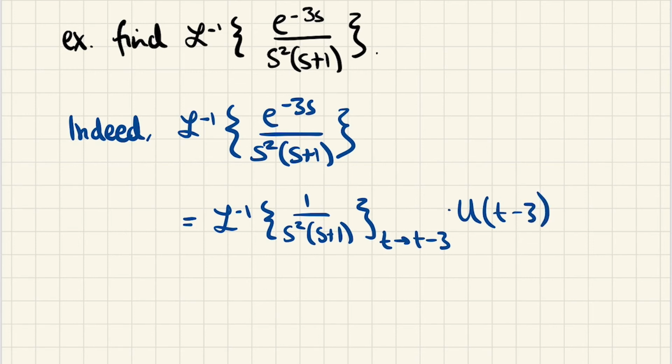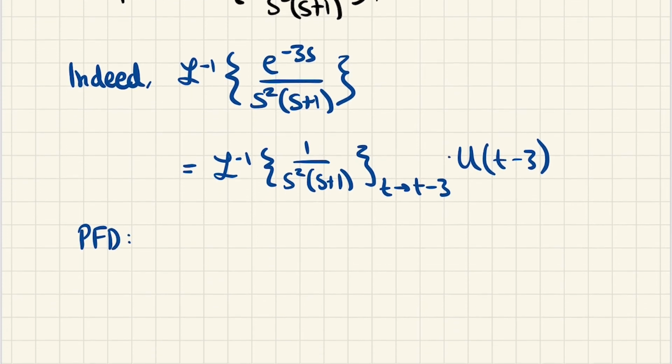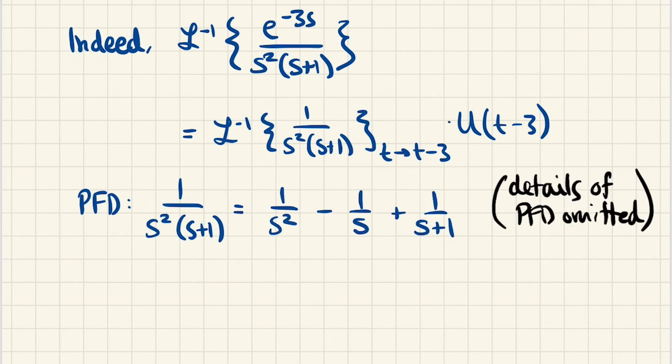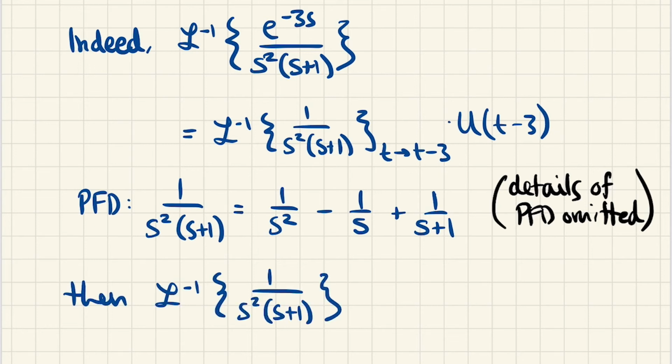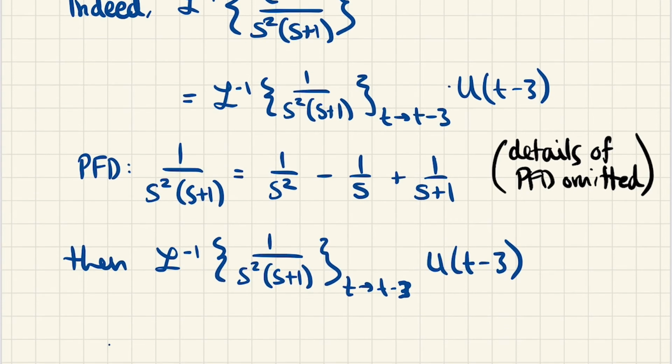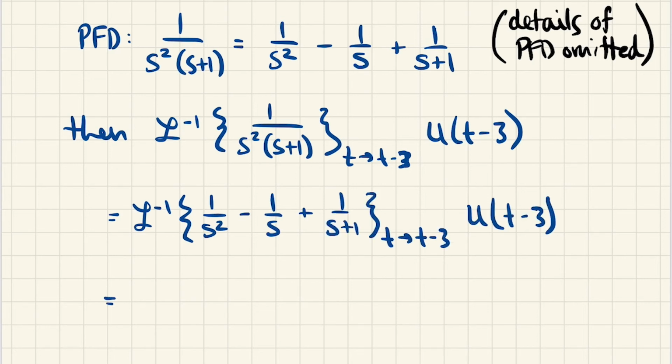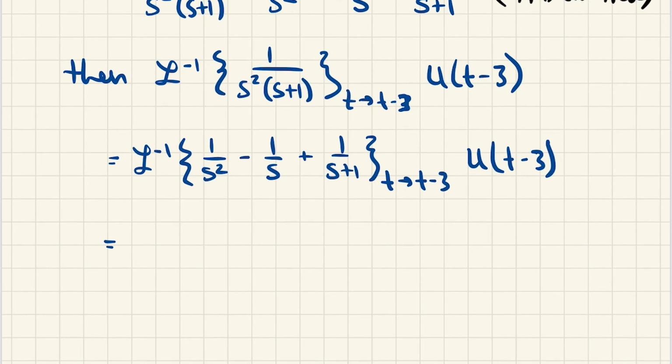So yeah, our job is just to find the inverse Laplace transform of this thing. And when we're done, replace t with t minus 3, and then we're really done. So I will omit the details of the partial fraction decomposition to save us some time, but it comes out to this. So this is equal to the inverse Laplace transform of all of that stuff. And we can, of course, take the inverse Laplace transform of each little piece.